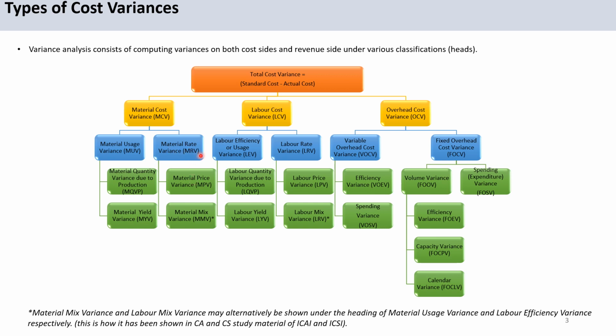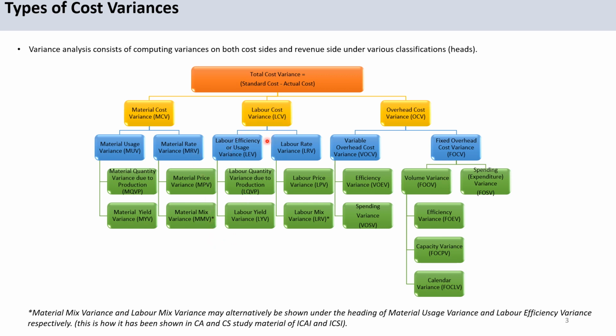Similarly, material rate variance can also be split into two parts: material price variance (MPV) and materials mix variance. In some of the study books, as per the Institute of Chartered Accountants of India and ICSI, this material mix variance is clubbed with the material usage variance bracket. But this is not correct in my view, and I have put it in the materials rate variance bracket, and I will explain the reasons why I have done so.